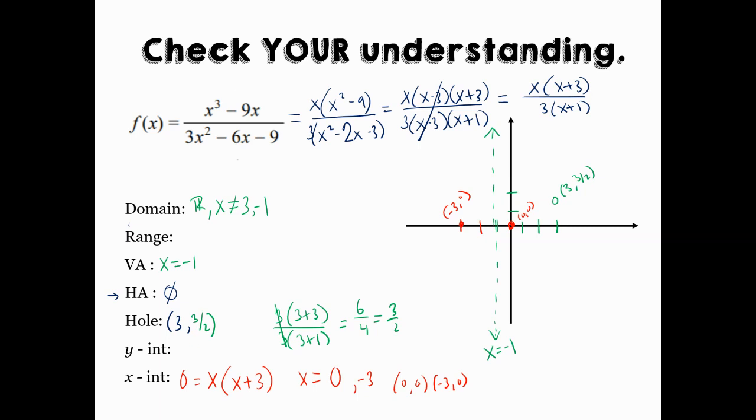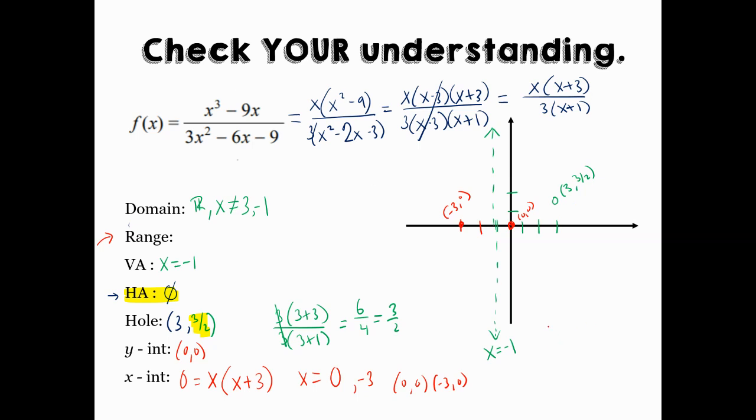Y-intercept, sure, I could totally plug it in, but what's going to happen if I plug it into the numerator? I get 0. And I already know that because I see this point. So now I want to stop and think about the range. What are the range values that I'm going to check? Well, my suspects are going to be a horizontal asymptote, which I don't have, and the y-coordinate of my hole. So I'm going to check 3/2 and see, does it exist at the level of 3/2 somewhere else?